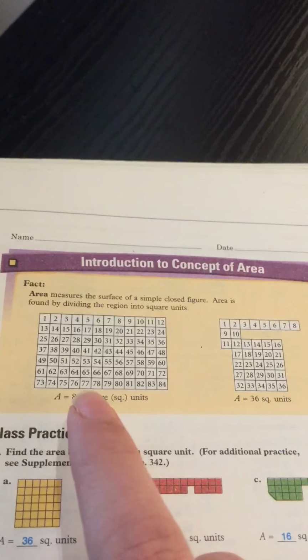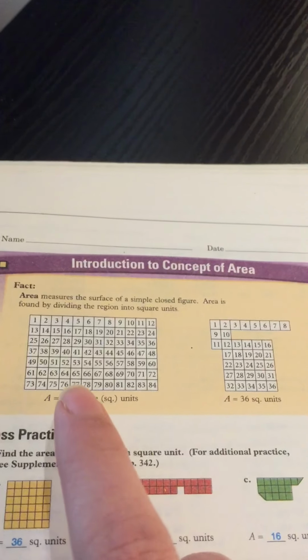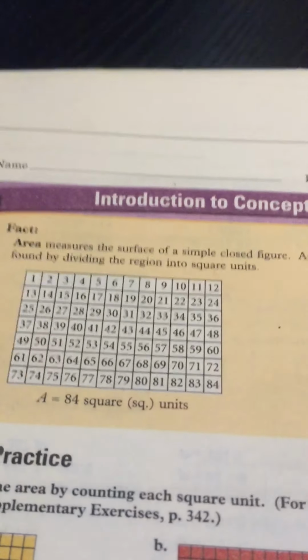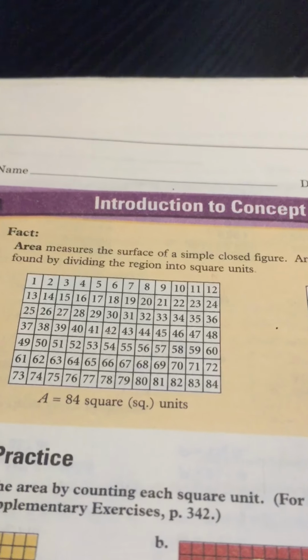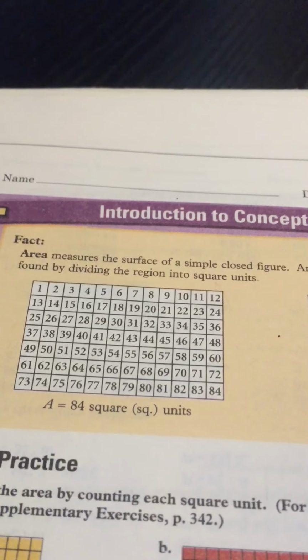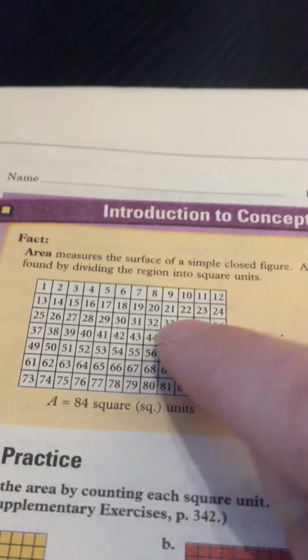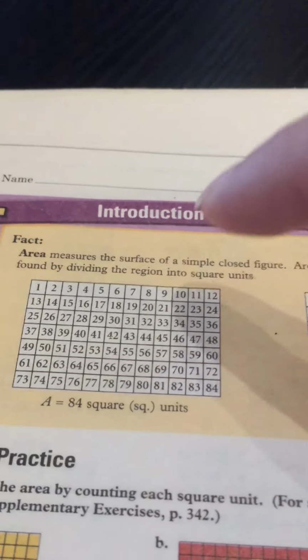Area is found by dividing the region into square units. Now you see, they don't tell you here what the units are. They're just teaching you that it's units. But for example, with my garden, one way that I could have planted my garden is called square feet. And each little square would have been 1 foot. And it would have been just like that.